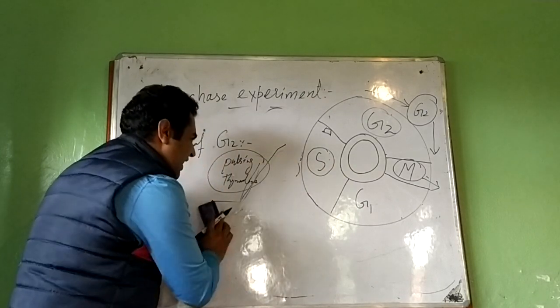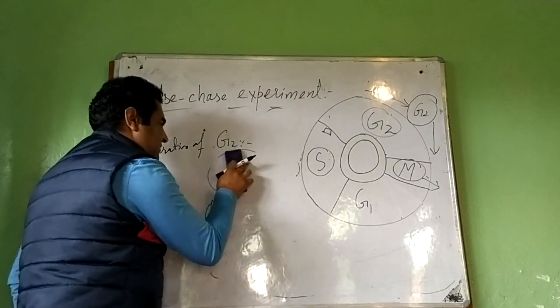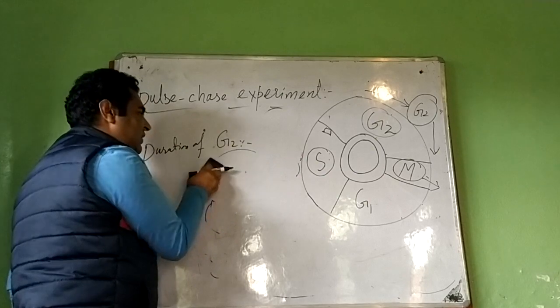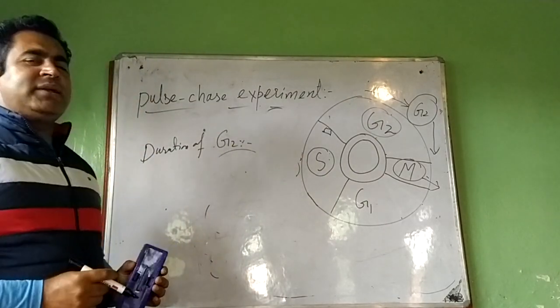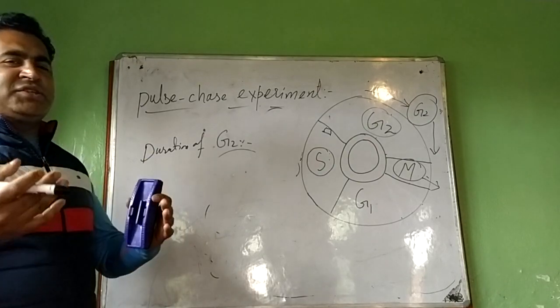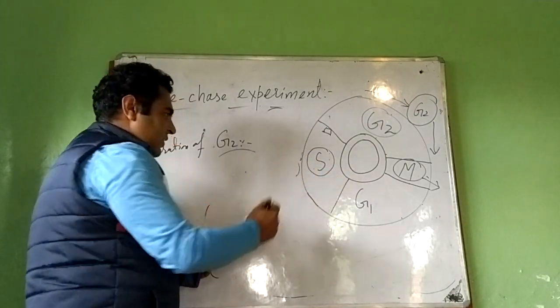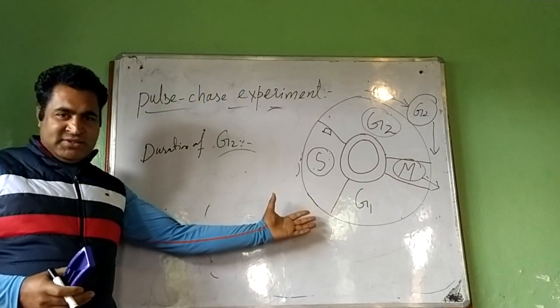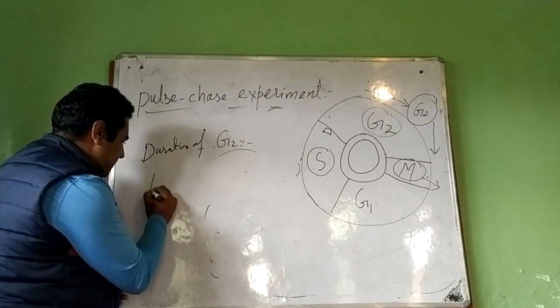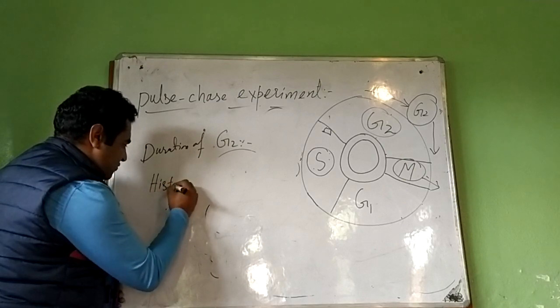Coming to the S phase, it is called the synthetic phase. The most important thing about this phase is that DNA synthesis is going on during S phase. S phase is part of the interphase. In addition to DNA synthesis, there is histone synthesis also.